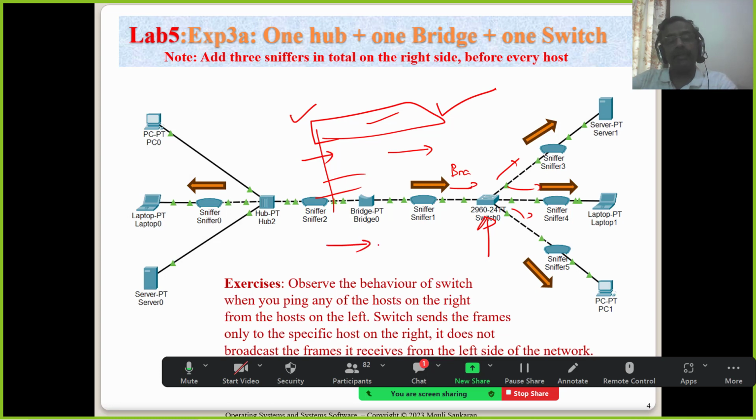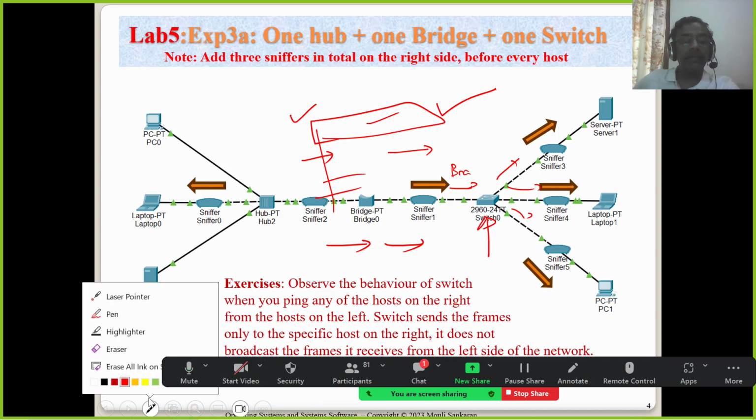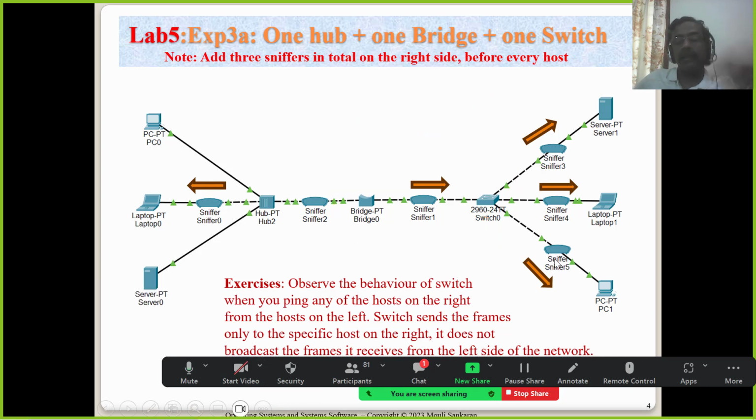Even the bridge will send it across, because if we are sending a broadcast, you are mentioning that I am interested in sending this to everybody in the network. So there is no intelligence coming into play. Only when you are specifically addressing some MAC address, you have to bring your intelligence.